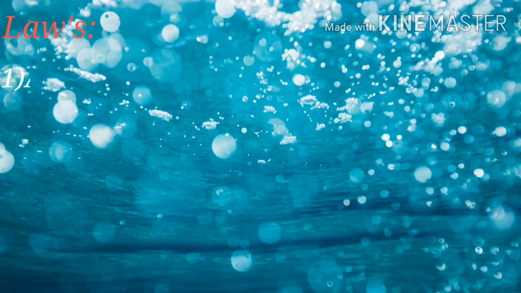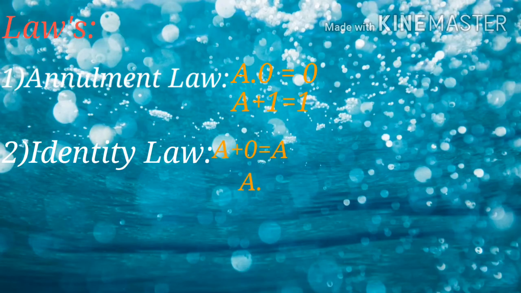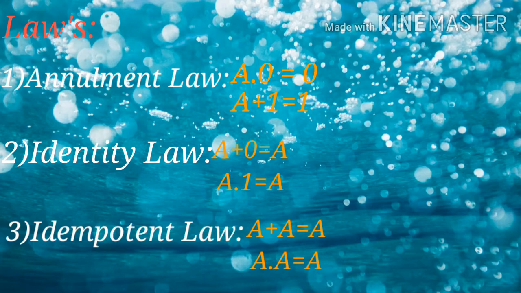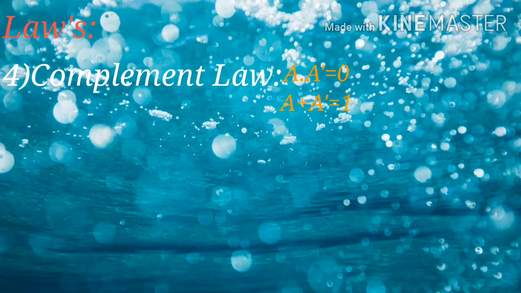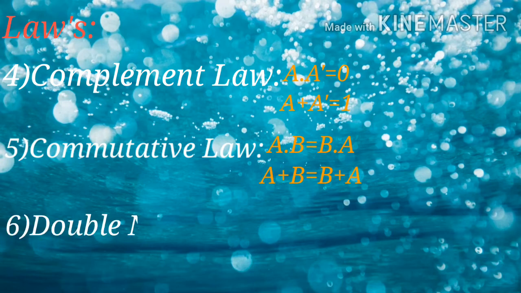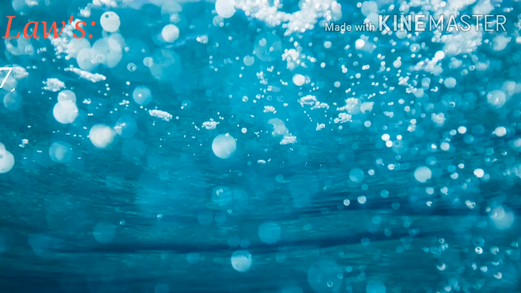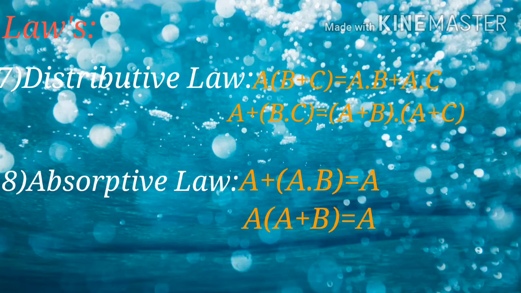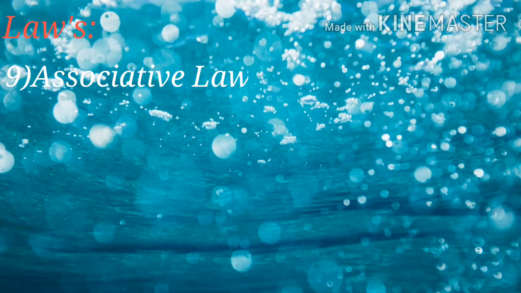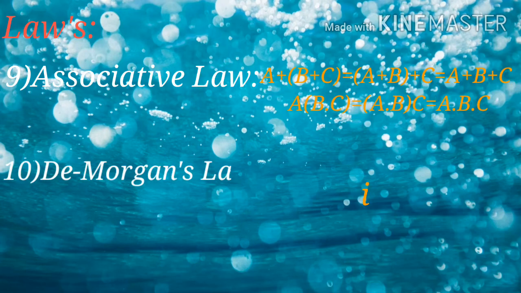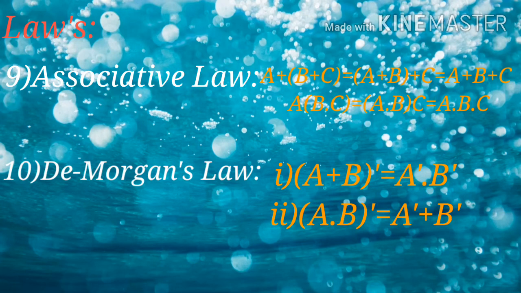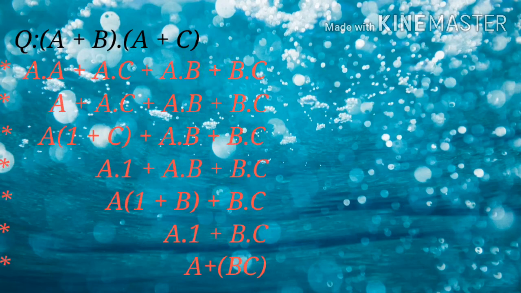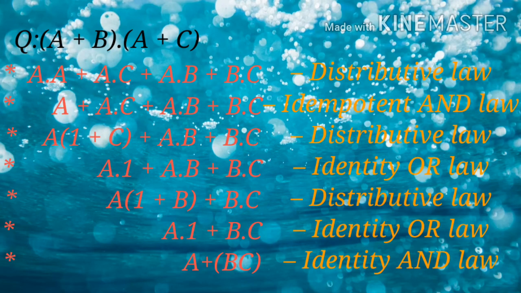There are 10 laws of Boolean algebra and they are listed serially with their functions by the side. See them carefully. After being well acquainted with these laws, we are able to evaluate any type of Boolean algebra. Have a look at this problem also, where the laws used for implementation are given by the side.